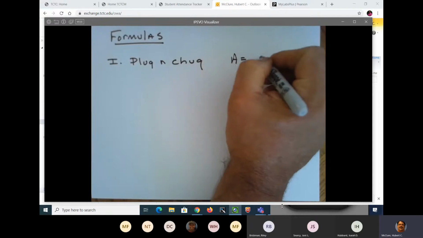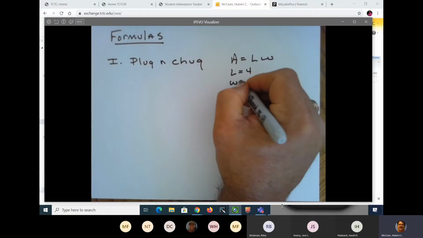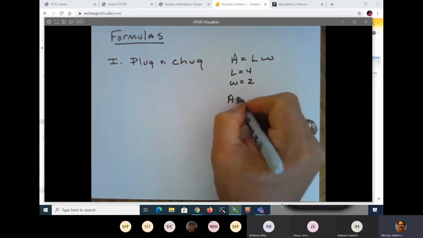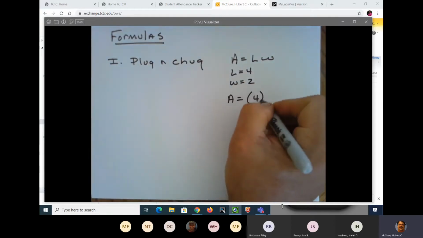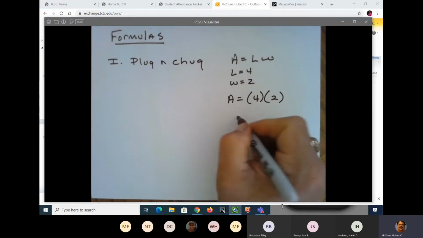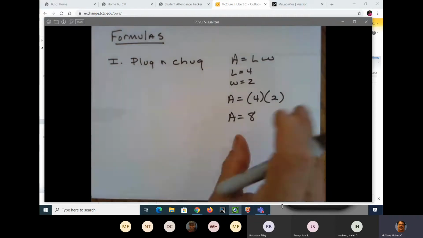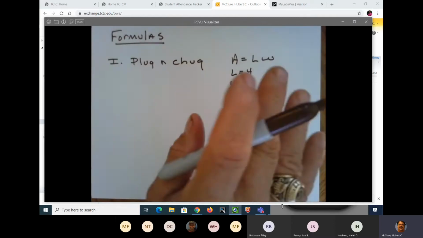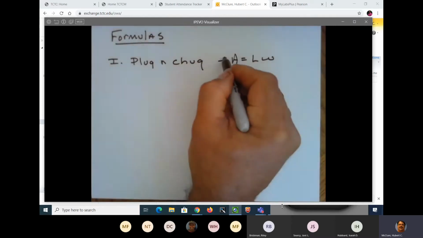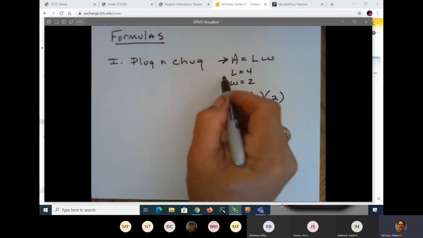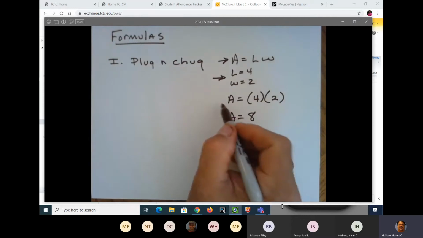Area is equal to length times width. L is equal to 4. W is equal to 2. A is equal to 4 times 2. A is equal to 8. Okay, this is a very, very basic model, but they give you a formula, they give you the numbers, and you plug and what?